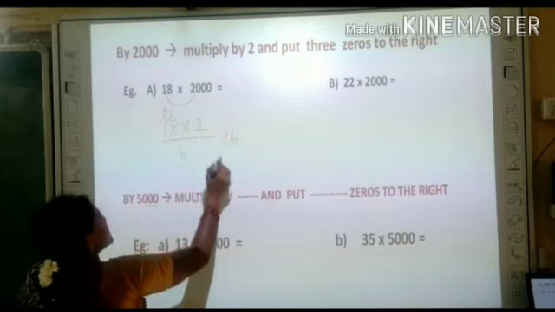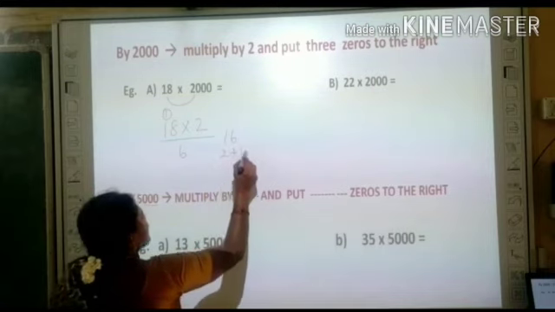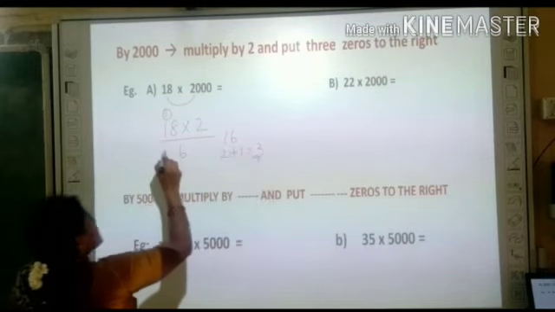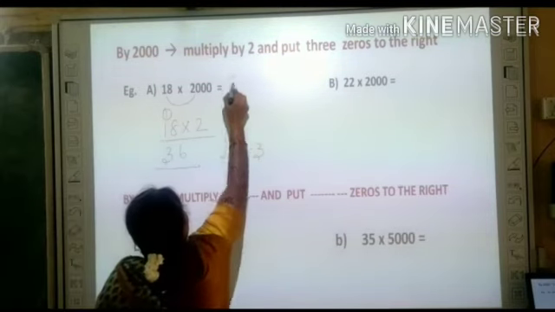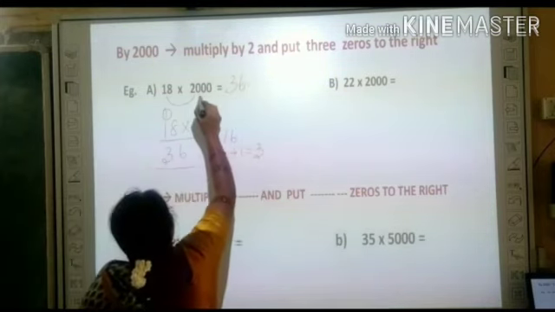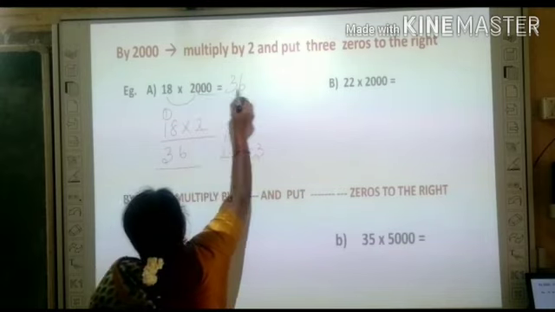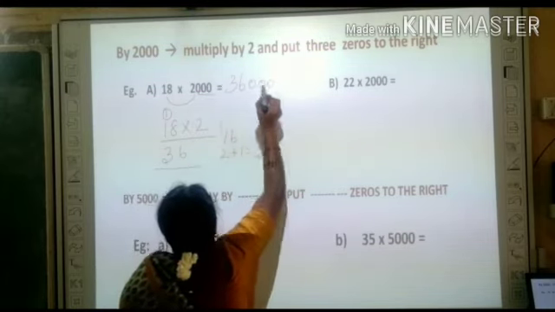Okay. Then 2 1s are 2. 2 plus 1 is equal to 3. Then you put 3 under the tens column. So 36. Write 36 first. Then you put 3 zeros to the right side of the given number. Okay.